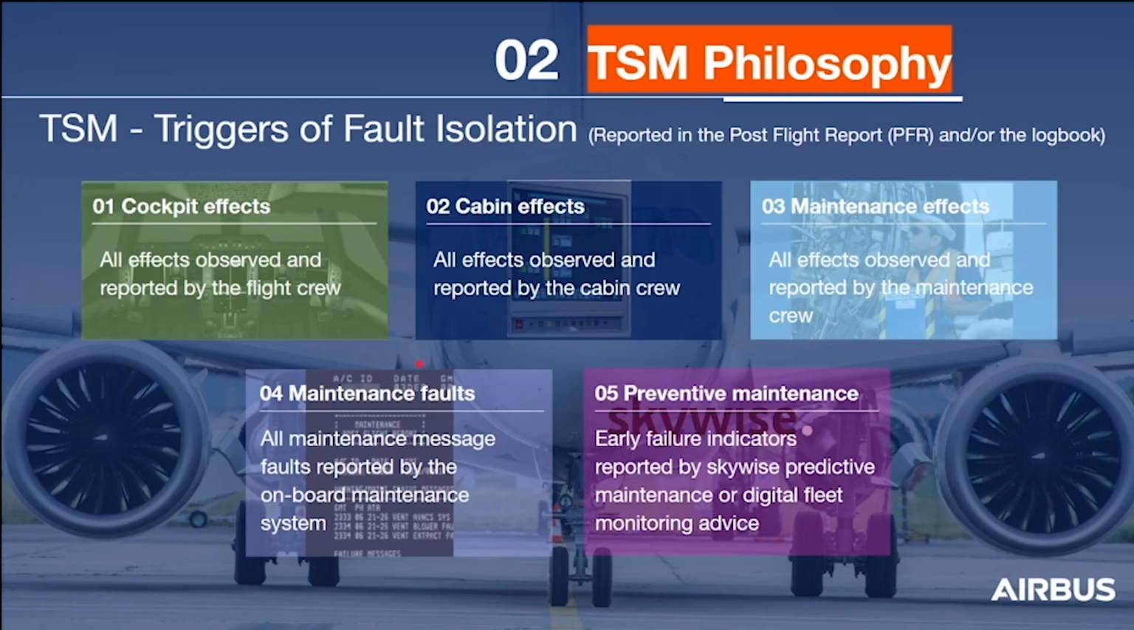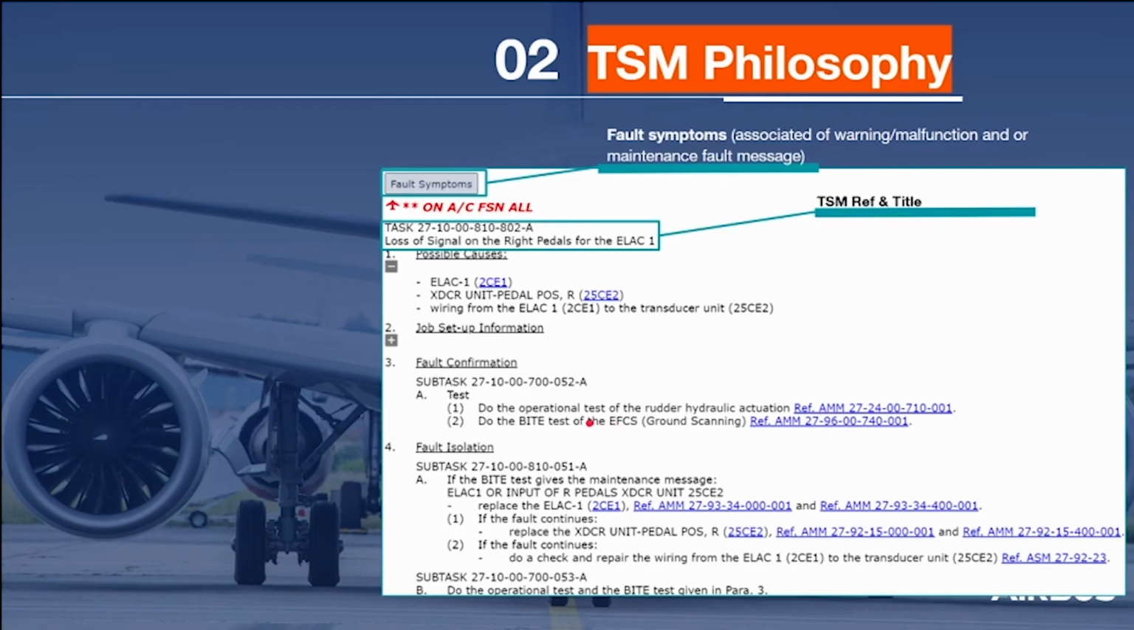In this slide, we have an example of a troubleshooting task on the A320 family. As I said before, the first main section is the fault symptom. By clicking this button, you will have the list of all the fault symptoms associated to this task with their description. Then we have the task reference and the task title. And for the fault isolation procedure, we have 4 main parts.